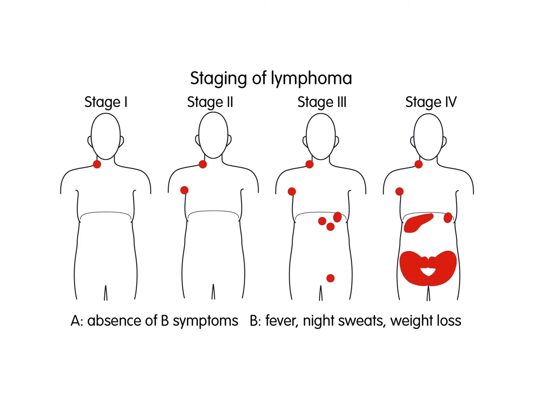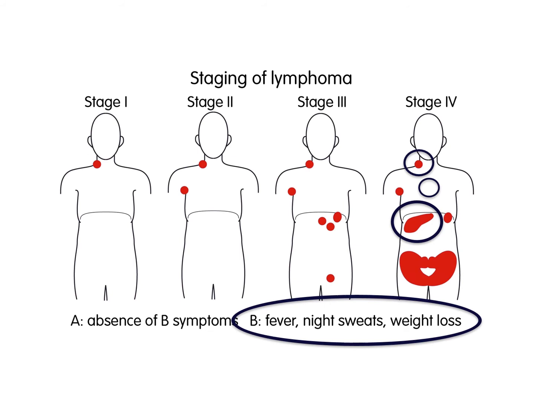this further spreads to include structures such as the liver or the pelvis, which are extra lymphoid tissue, you have stage 4 disease. It's important to understand that for the purpose of staging, the spleen is counted as a lymph node. The staging of lymphoma is then further classified depending on the presence or absence of the B symptoms we mentioned earlier.